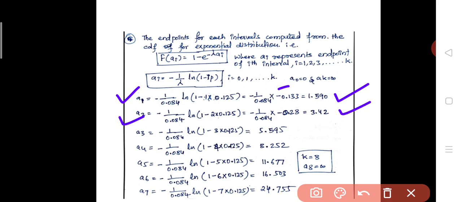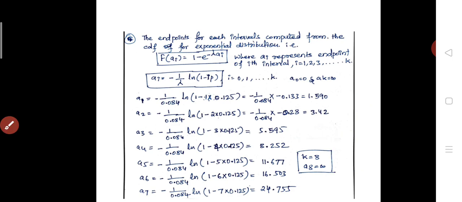Similarly, we calculate the second end point, third, fourth, and so on up to the last value, that is, the number of class intervals we have, which is 8. Whenever the k value is 8, it is considered the last class interval, with end point infinity. All these are the different end points for the class intervals.